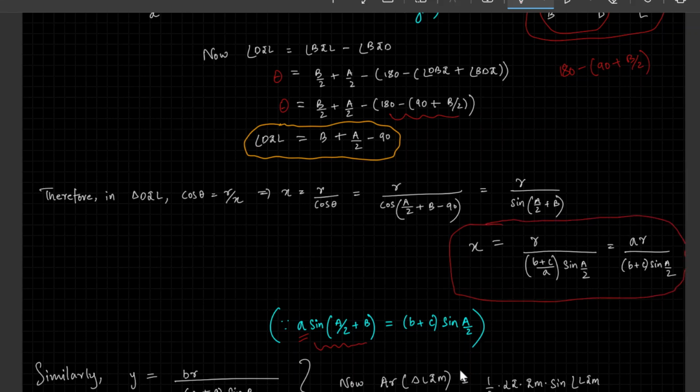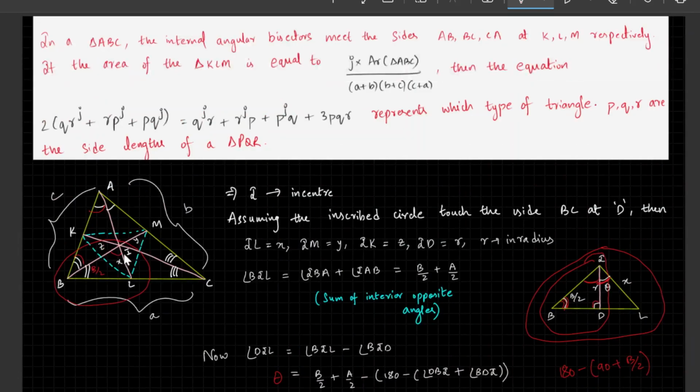So similarly, y can even be derived. We just need to replace a by something, b by something, c by something, and the angle here by something. So how can we do it directly? Here we can see the x has the opposite side as a. Similarly, y has the opposite side as b, and z has the opposite side as c.